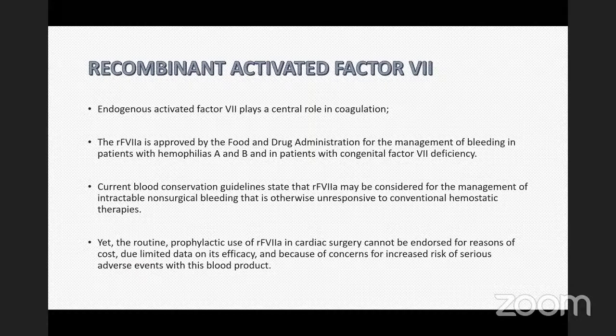Yet the routine prophylactic use of recombinant factor 7 in cardiac surgery cannot be endorsed for reasons of cost, limited data on its efficacy, and because of concerns for increased risk of serious adverse events with this blood product.